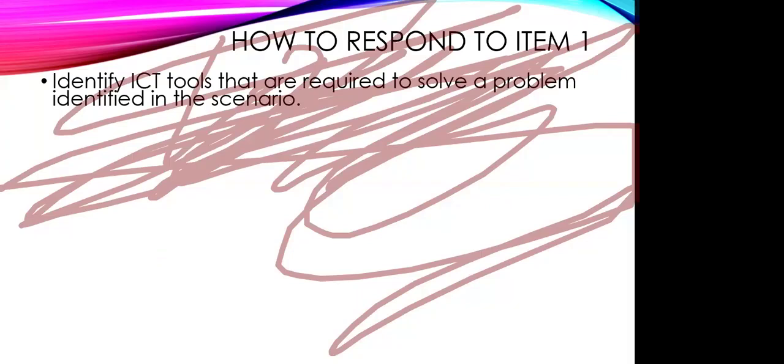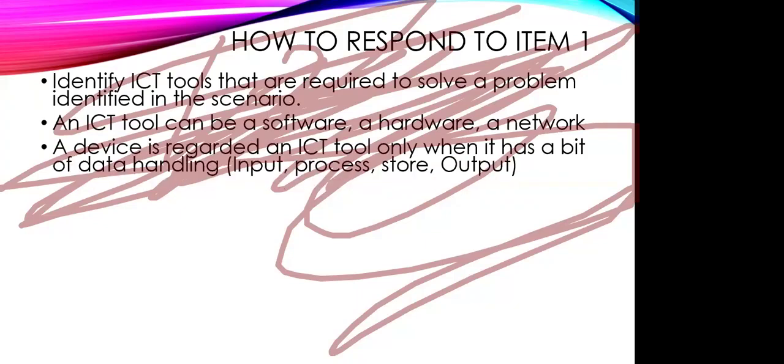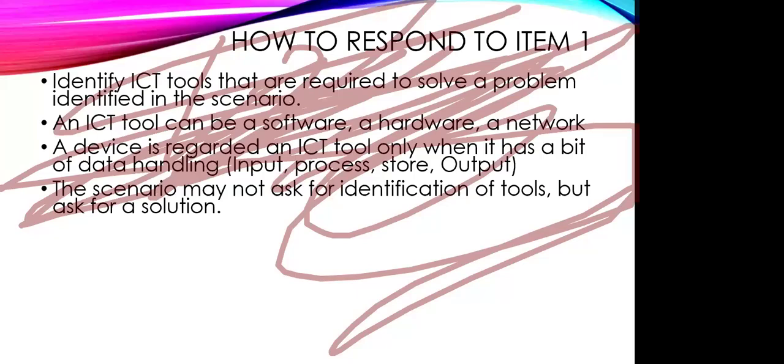Identify, you're supposed to identify tools. And also, you need to know that any tool that you identify can be a software, a hardware, or a network device. A device is only regarded an ICT tool when it has a bit of data handling, which includes input, processing, storing, output. Commonly, people give an extension cable as an ICT tool. I wonder which data the extension cable handles. Then the scenario may not ask for identification of tools, but it asks for a solution, whereby you're supposed to give a solution in the form of ICT tools, because we expect you to be knowing those tools.